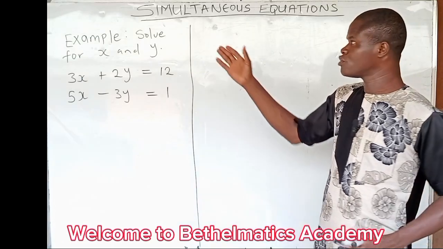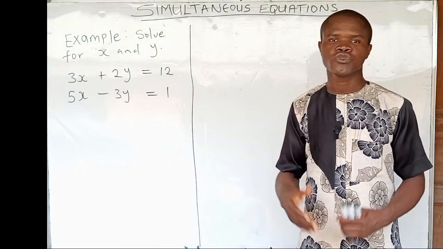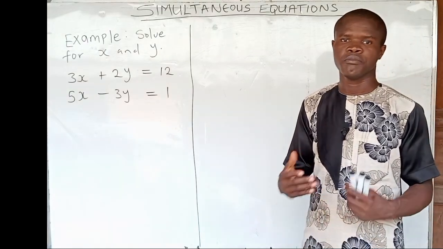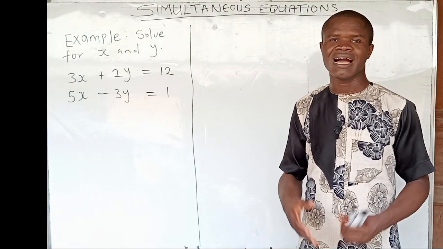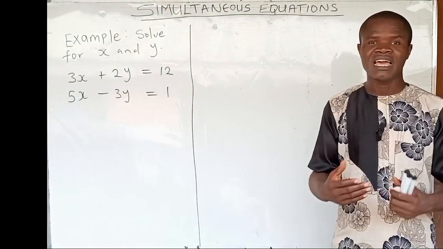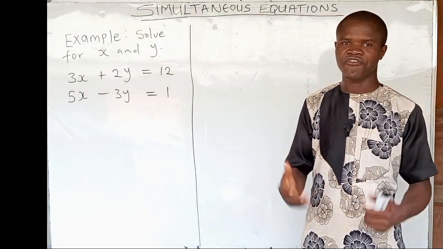So today I want to take you through simultaneous equations. I want to show you how to solve simultaneous equations precisely by the elimination method. Simultaneous equations are equations that are made up of more than one equation. If they have more than one equation, they must also have more than one variable.